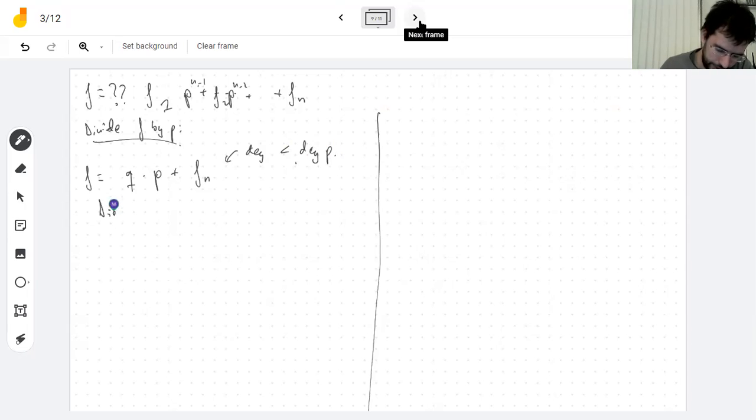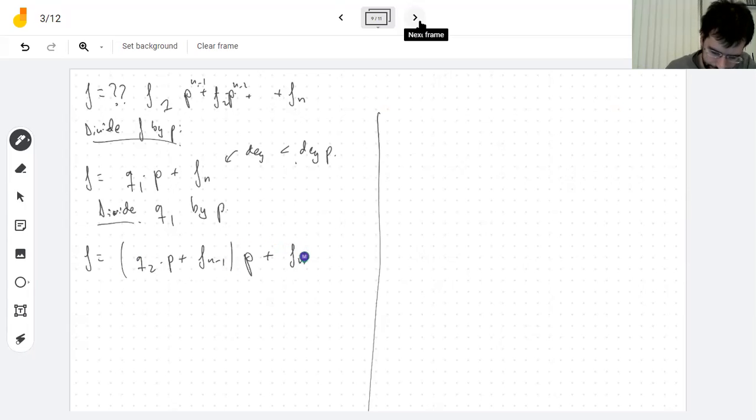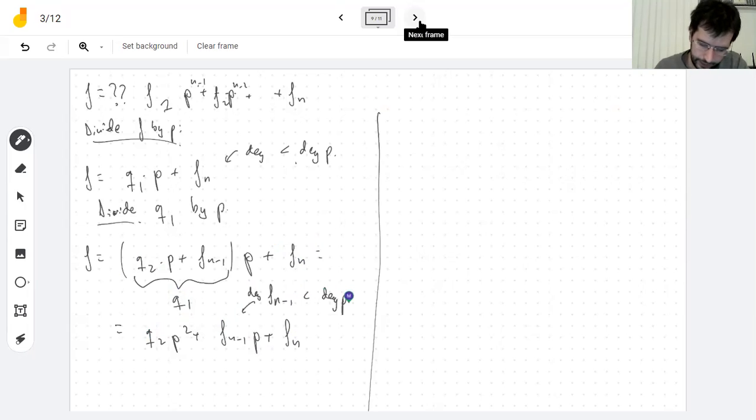Now, what do I do? I divide 1729 by 2, I get 1. And then what I do is take the quotient. The quotient is the left half of the number. Or divide by 10, you get remainder 9, and you get quotient 172, and then you keep going. Divide Q1 by P. So F is going to be Q2 times P plus Fn minus 1 P plus Fn. So this is the result of dividing Q1 by P. This would make it Q2 P squared plus Fn minus 1 P plus Fn. And again, I'm dividing by P, so this has at most degree of P. And then keep going until you're done.